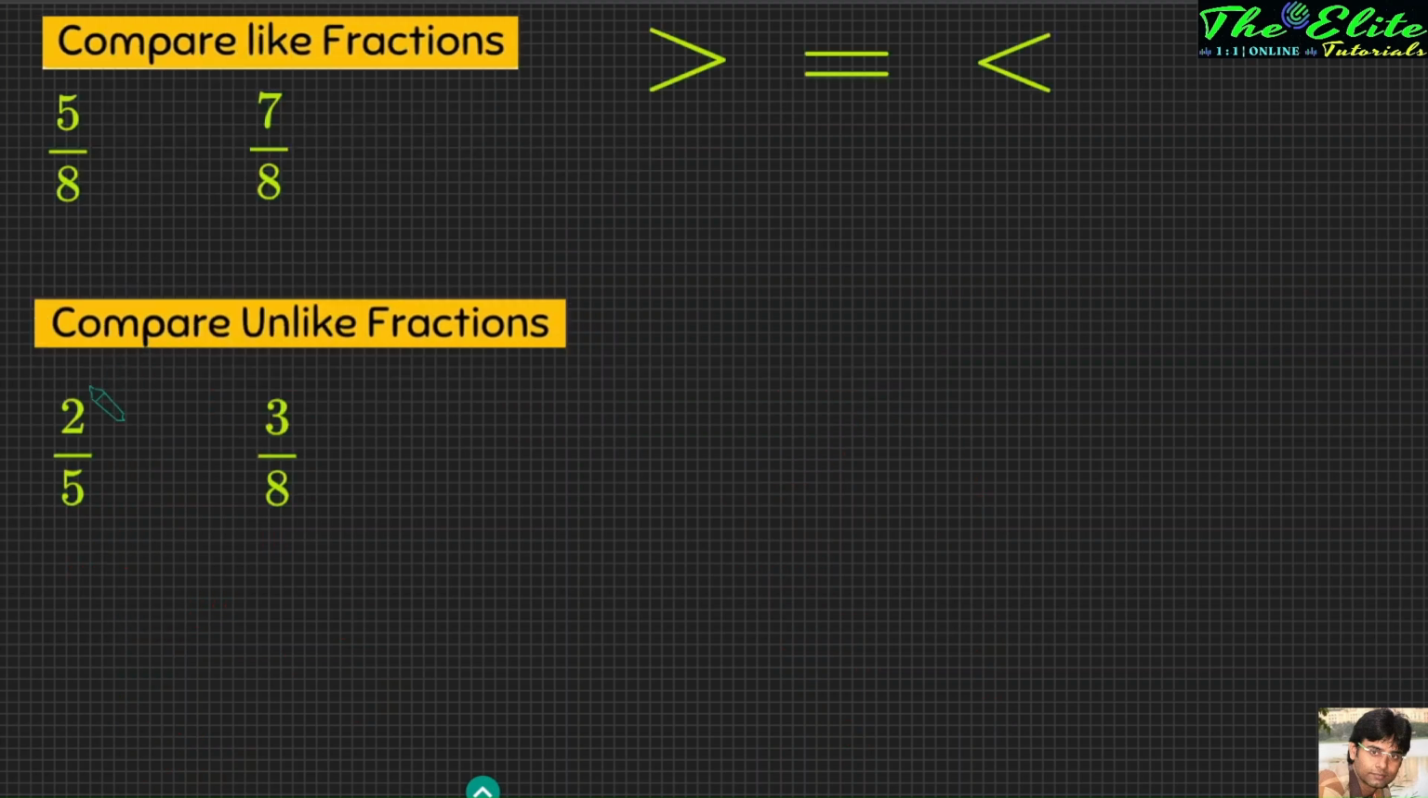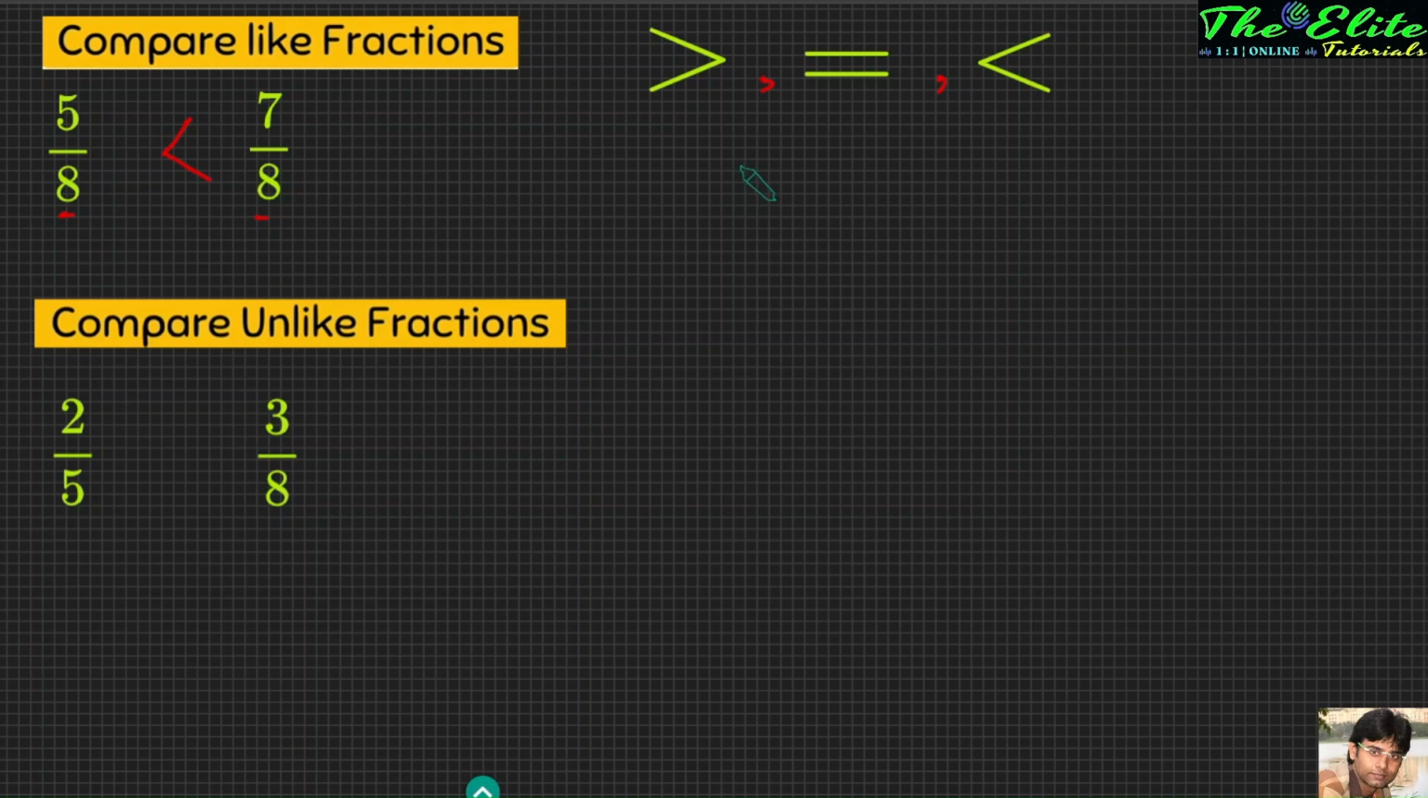When it comes to comparing, we compare two numbers with signs like greater than, equal to, or smaller than. So between these two, 5 over 8 and 7 by 8, it is quite easy to understand when the denominators are the same for the fractions which are going to be compared. The lower the numerator, the lower the number. So it is obviously smaller than 7 by 8, isn't it?